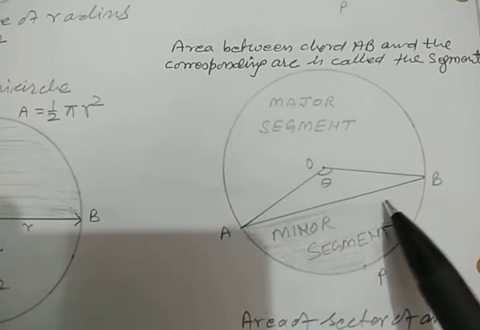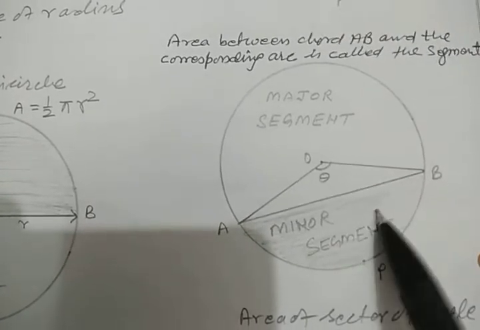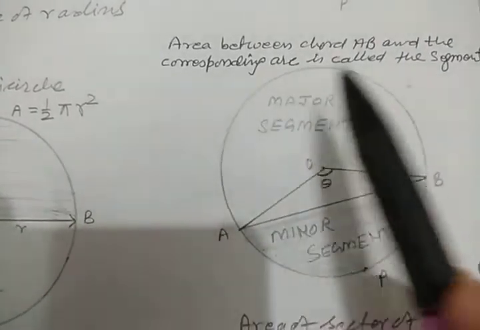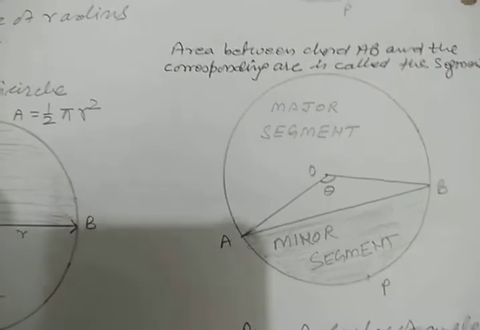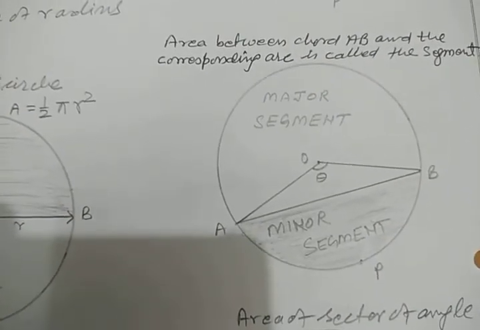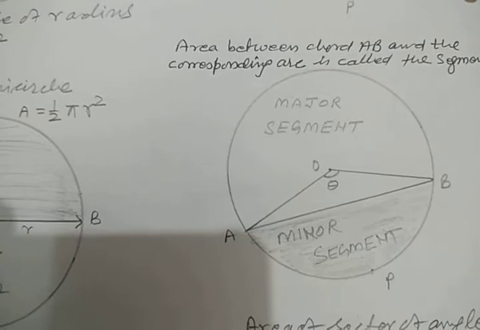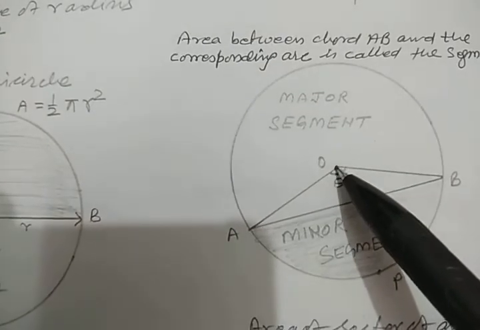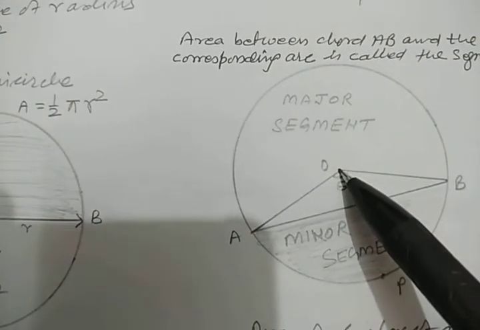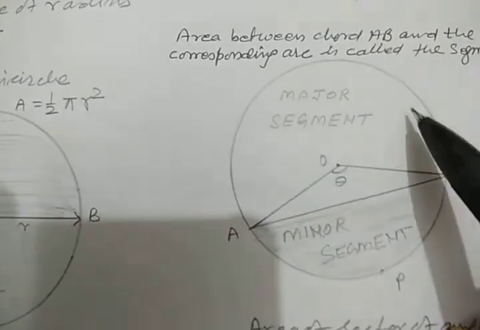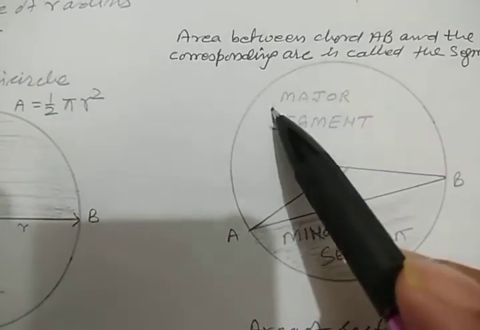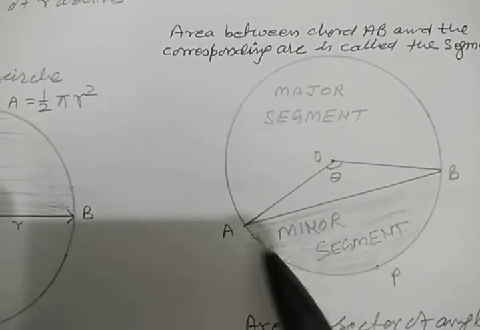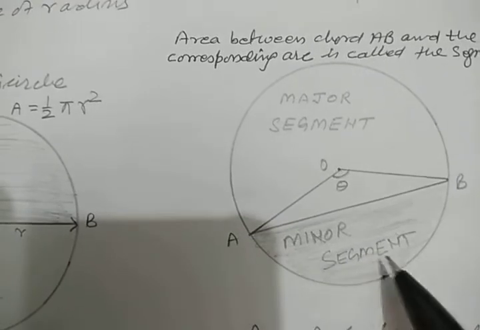The area of this portion is known as the minor segment, while the remaining portion of the circle is known as the major segment. Now, how can we define the minor and major segment in another way? The portion which contains the origin is known as the major segment, while the portion which doesn't contain the origin is known as the minor segment.